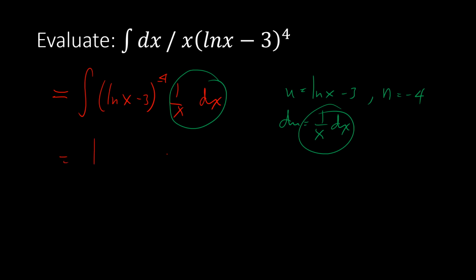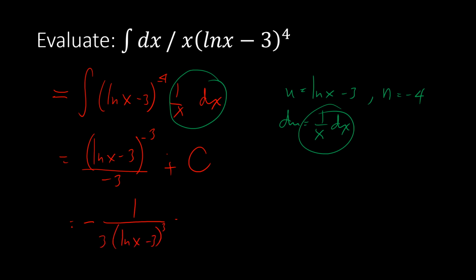That will be (ln x minus 3) raised to negative 4 plus 1. Negative 4 plus 1 is negative 3, all over negative 3, plus c. Or negative 1 over 3 (ln x minus 3) cubed plus c.